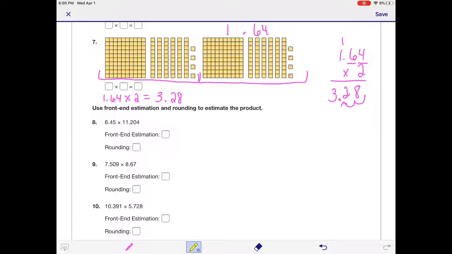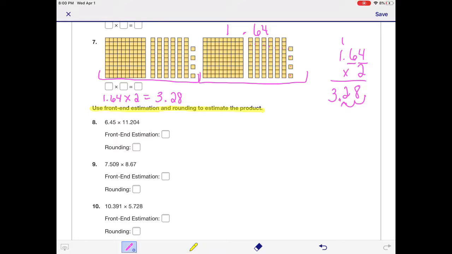Now that is all for that section with the models, and we're going to move on to using front-end estimation and rounding to estimate our product. Hopefully you remember front-end estimation and rounding.